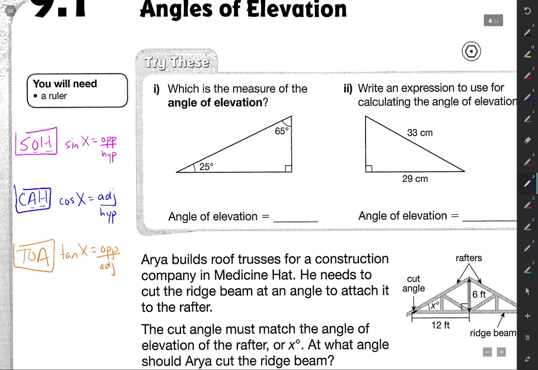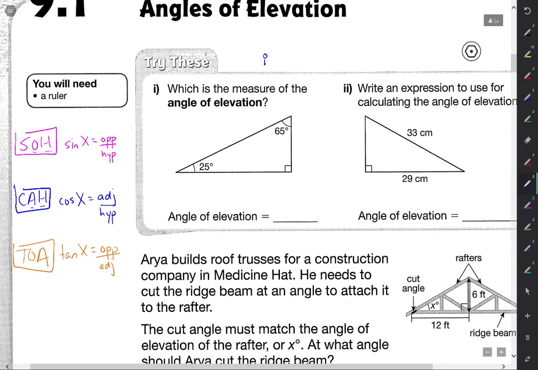So the first one says, which is the measure of the angle of elevation? Whenever we're talking about an angle of elevation, pretend that you're a little person standing there, looking straight ahead. And then you look from straight ahead upwards, and you stop looking somewhere up here. Then I'm going to connect this line to that point, and this angle in here, this dotted line that you looked, is going to be the angle of elevation.